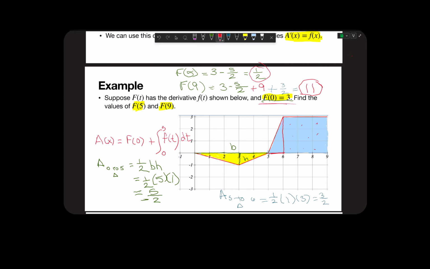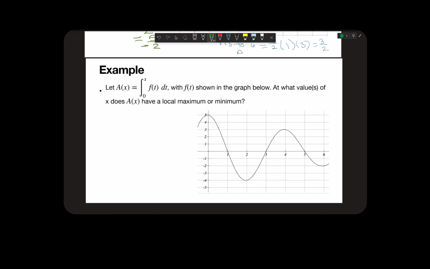Let A(x) equal the integral from 0 to x of f(t) dt. Now, we're using this f(t) dt. This t is really what we call a dummy variable, which means we're just using it because we're not exactly sure where it's going, but here it's telling me it's going from 0 to x. That's why it gives me the area in terms of x. This is a picture of f(t).